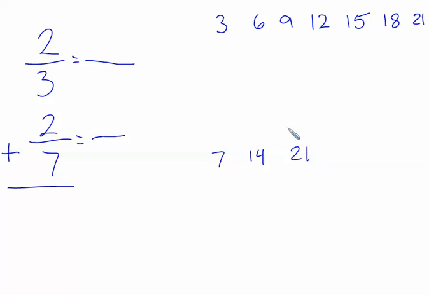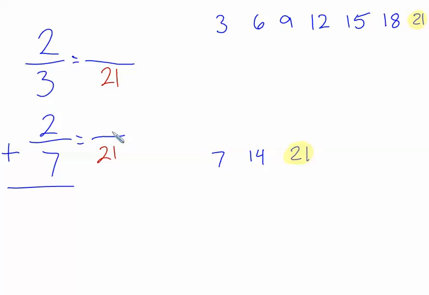I'm going to stop right there. The reason why I'm stopping right there is because I found a common multiple. They both have 21 in common, both the 3 and the 7. So what we're going to do then, since they have a common multiple, is that is going to be our common denominator. Now you might look at this and go, oh, I could just take 7 and multiply it by 3 and get 21.